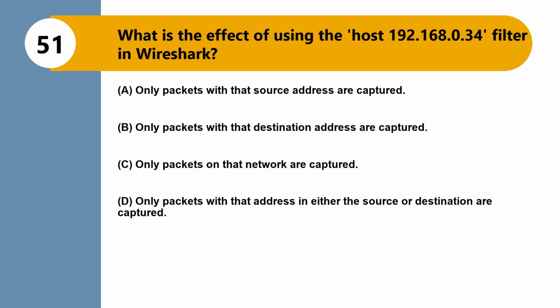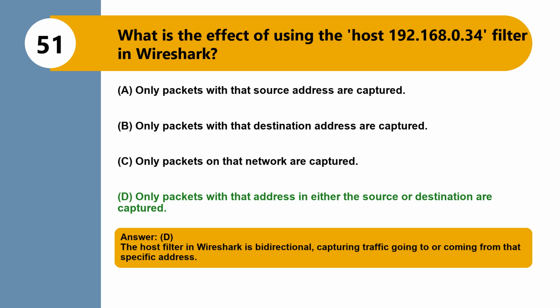Only packets with that source address are captured. Option B. Only packets with that destination address are captured. Option C. Only packets on that network are captured. Option D. Only packets with that address in either the source or destination are captured. The correct answer is option D. Only packets with that address in either the source or destination are captured. The host filter in Wireshark is bidirectional, capturing traffic going to or coming from that specific address.